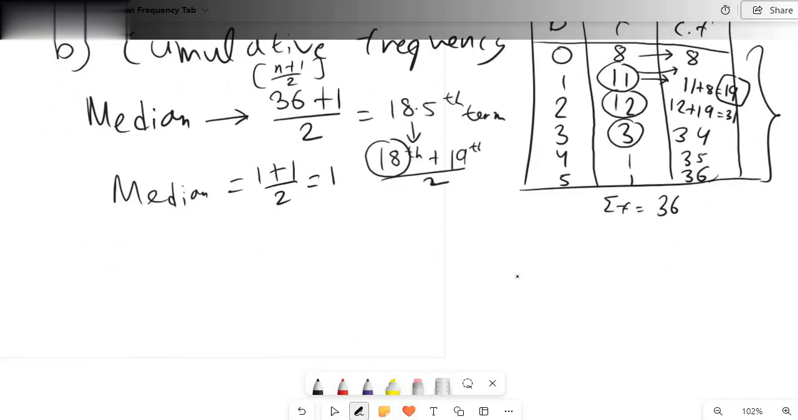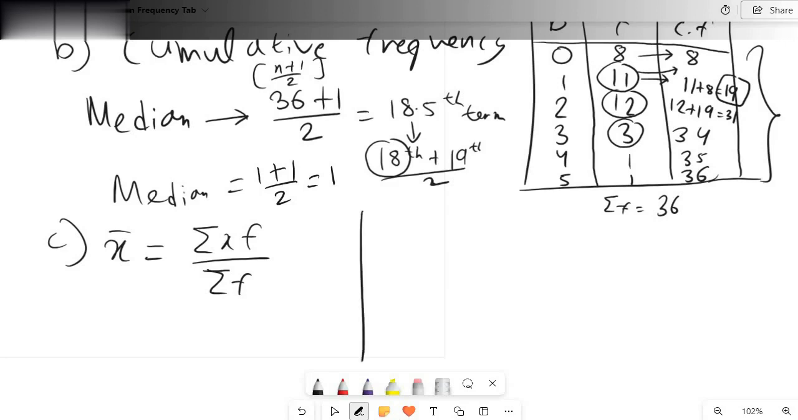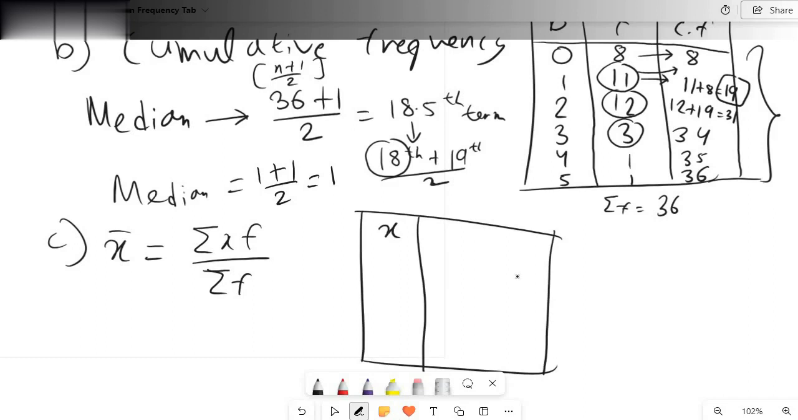In this case, as you remember, because this is a frequency table, the mean is going to be x bar, or x dash, equal to the summation of xf, the product of the number of breakdowns multiplied with the frequency, divided by the summation of f. So we need to find the product, and in this case we can draw another table to mention the value of x, which is the number of breakdowns, and f, which is the frequency. So we had 0, 1, 2, 3, 4, and 5, and their corresponding frequencies were 8, 11, 12, 3, 1, and 1.